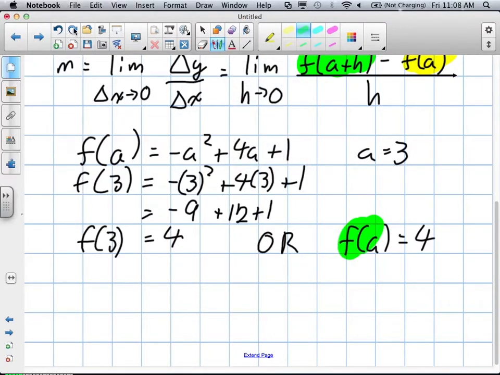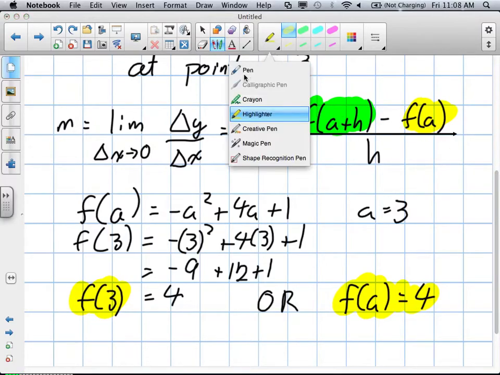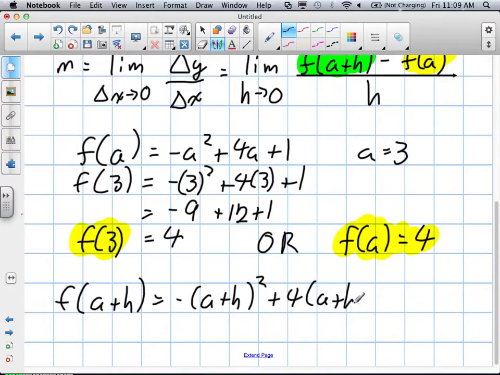We'll relate it back to our yellow. So we figured out that part of the formula, our f at a. The next thing we're going to do is figure out the f at a plus h. So f at a plus h. Well, that's that same formula, except we're plugging in negative a plus h squared plus 4 times a plus h plus 1. Now I technically have an a value.